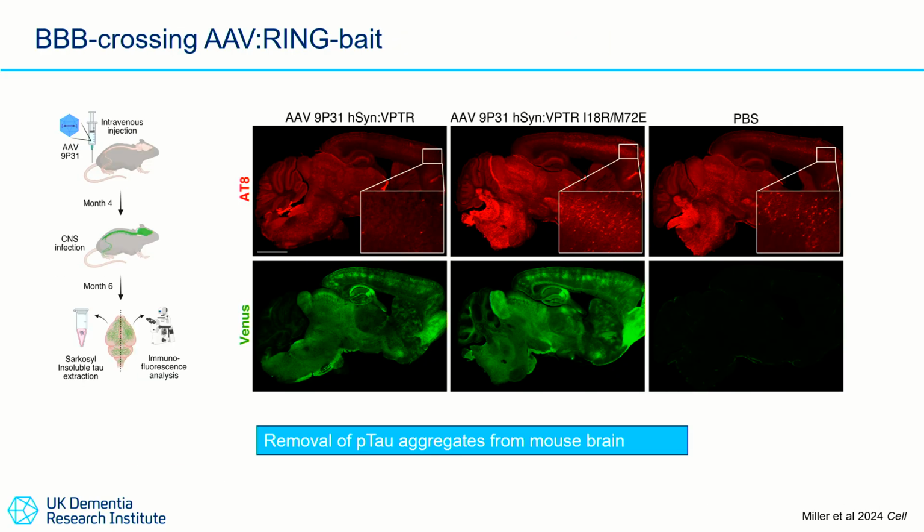We were able to package our degraders inside AAVs and inject them into mice. These AAVs have the ability to cross the blood-brain barrier. You see at the bottom there we have very good global coverage of the CNS. At the top, sorry, I don't have a pointer, but the right two are the control conditions, and on the left is the one that's been treated with the active degrader. You can see that the amount of AT8-positive tau pathology is substantially reduced.